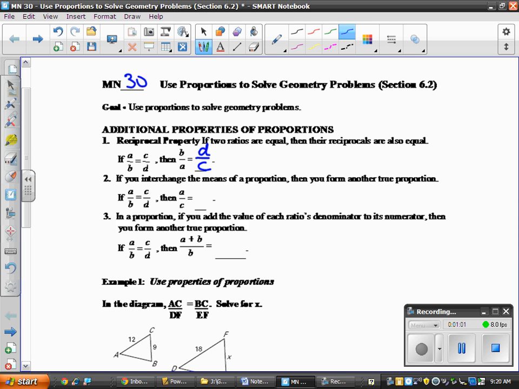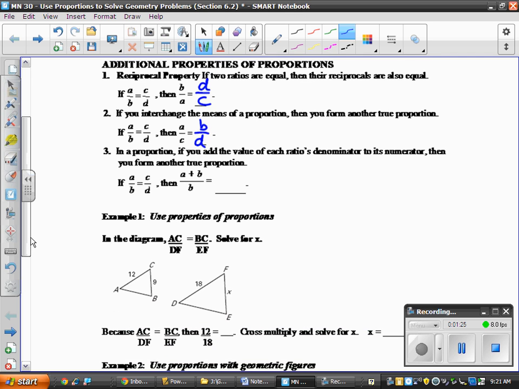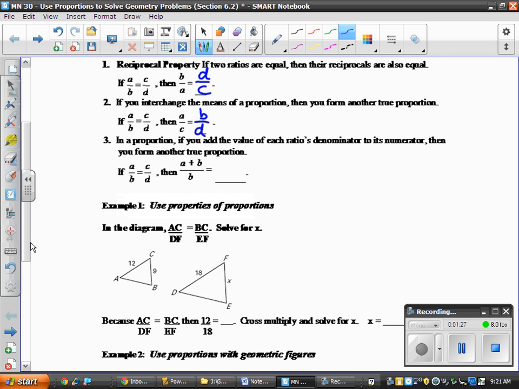This next property is where you can interchange your means. So if a over b is equal to c over d, then a over c is equal to b over d. What you're going to start realizing is that these properties, which we use all the time, are what makes proportions so powerful, where you can solve them a multitude of ways. But it also causes frustration for students because there's not just one way of solving a proportion, and it's because of these properties.